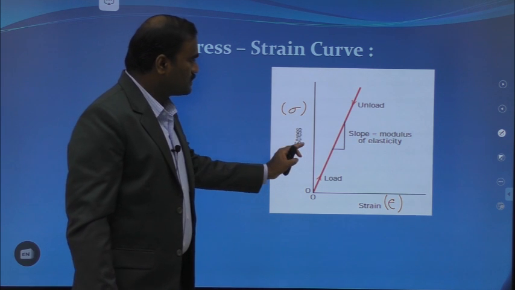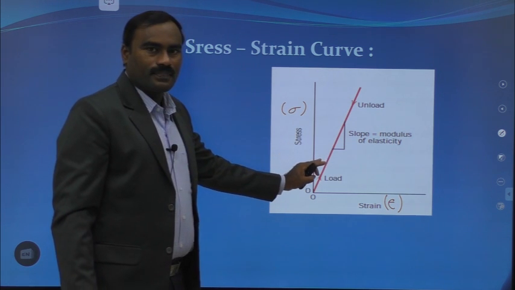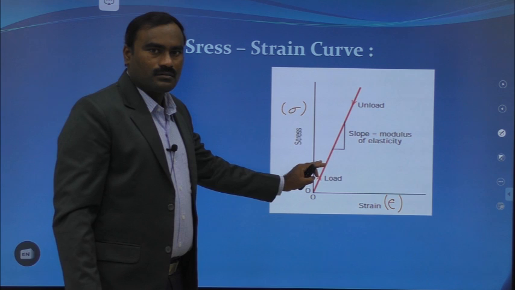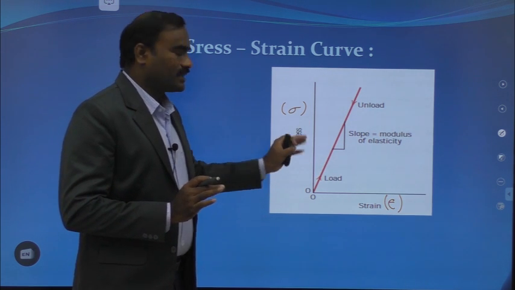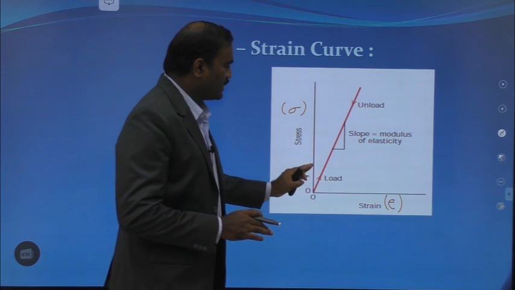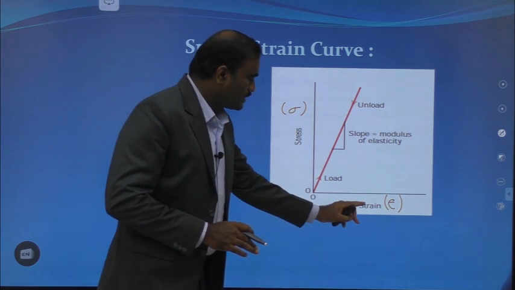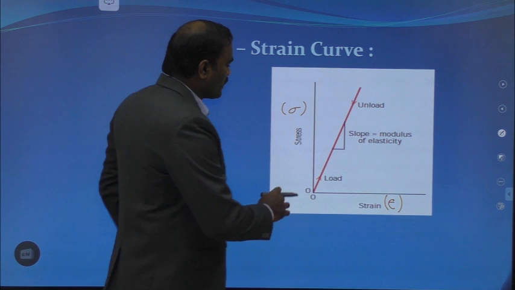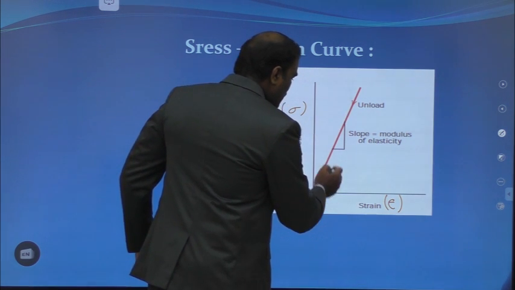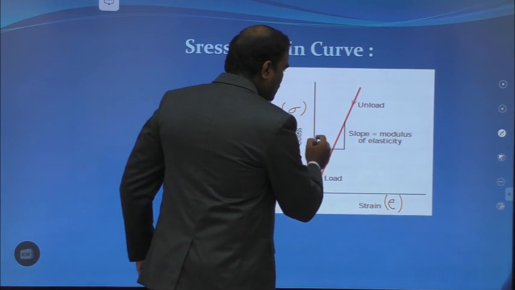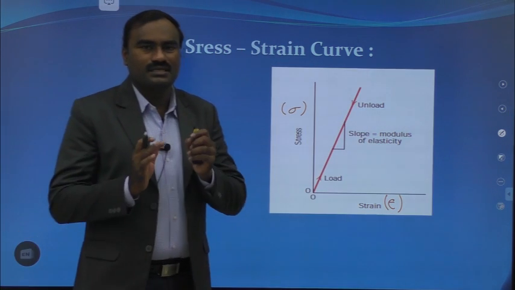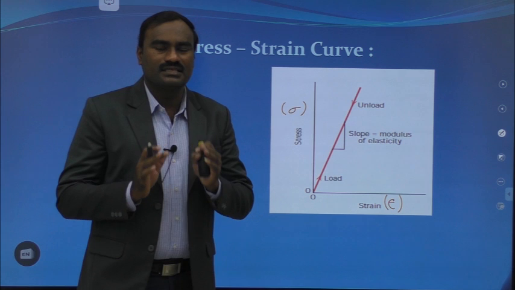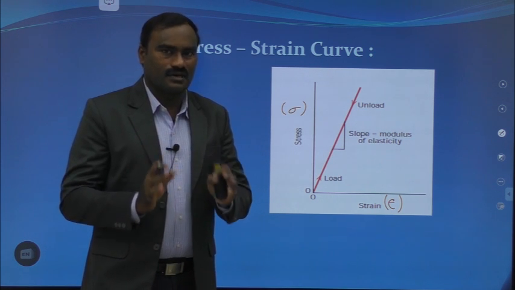This graph is shown here for materials within the elastic limit. Within the elastic limit, stress is directly proportional to strain. You can see here, as the stress increases, strain also increases continuously. So what is the significance of this stress strain curve?